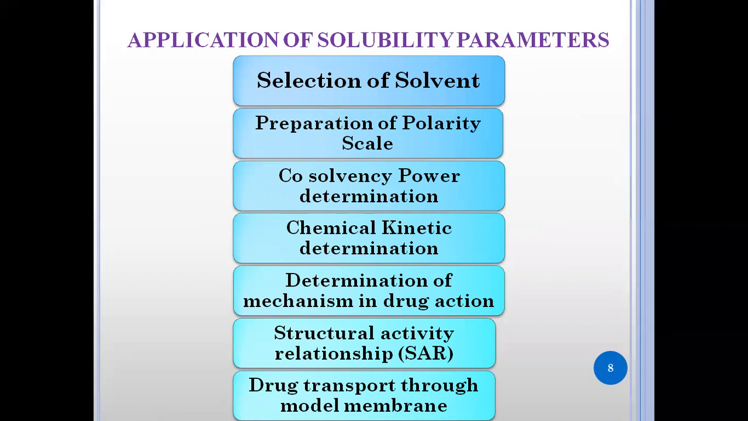Then preparation of a polarity scale. Along with that, we can find out the polarity scale of your solute and solvent system. Again, solubility parameter is applied for co-solvency power determination. Chemical kinetic determination means at what rate your chemical interaction or solubility is carried out. Then it is also applied for determining mechanism in drug action. Then structural activity relationship is also an application of solubility parameter. And last one, it is also applied in drug transport through model membranes. So these are the different applications of solubility parameters. Kindly take note of it.